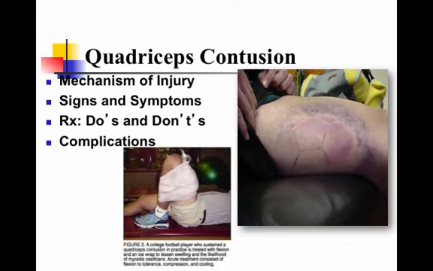The management is RICE, but should also include flexion to the point of slight discomfort. If the athlete is limping, he or she should be given crutches for assistance in walking. The complication is myositis ossificans. We covered this during the first week of the session, so please refer to this PowerPoint as needed.